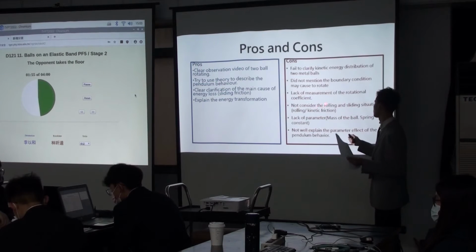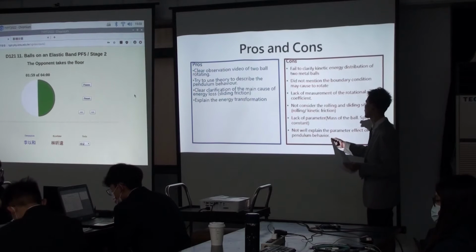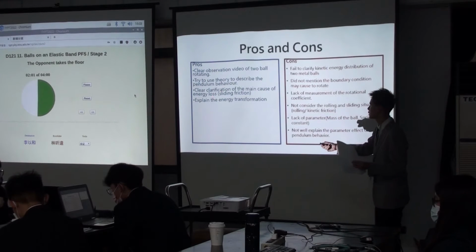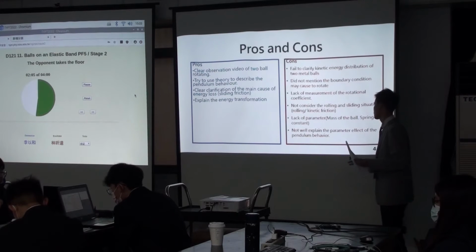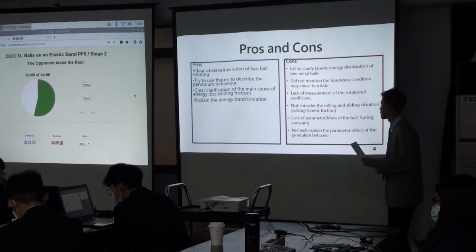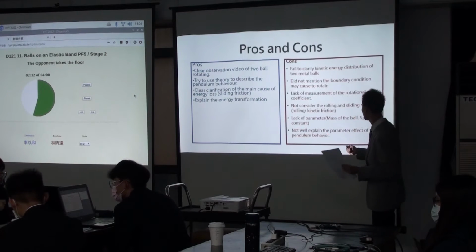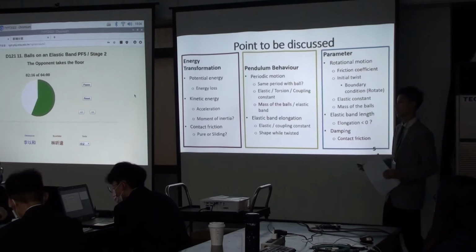But he did not consider the rolling and sliding situation, such as when it will change between rolling and kinetic friction. And he explained the energy transformation well, but he lacked parameters. And I also think the mass of the ball and the spring constant would affect the motion, and he did not explain well how the parameters affect the pendulum behavior.